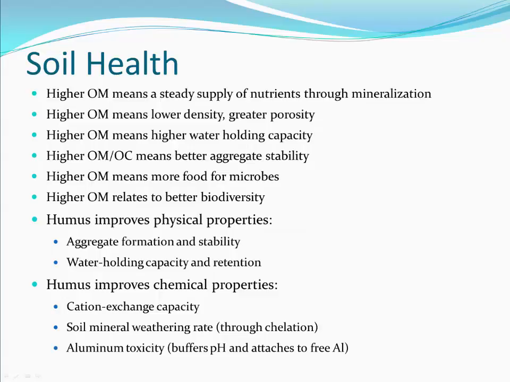Once the organic matter turns into humus, again, aggregate formation and stability is increased, as are water holding, cation exchange capacity, and soil mineral weathering rate. In other words, humus actually increases weathering rate and releases minerals from inorganic sources. So not only do we get better mineralization, we get better weathering. And then aluminum toxicity is decreased because the organic matter buffers the pH and it attaches to free aluminum and so makes it less available to plants, less toxic.